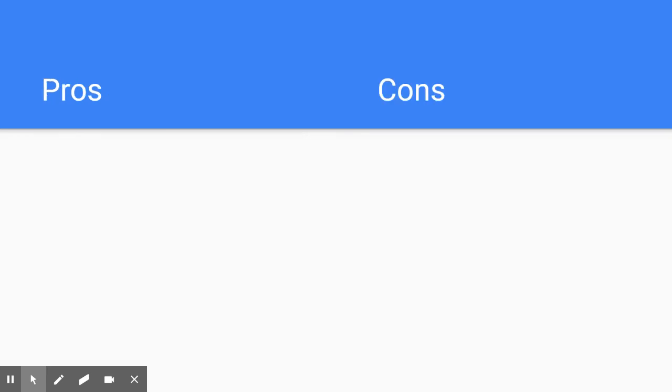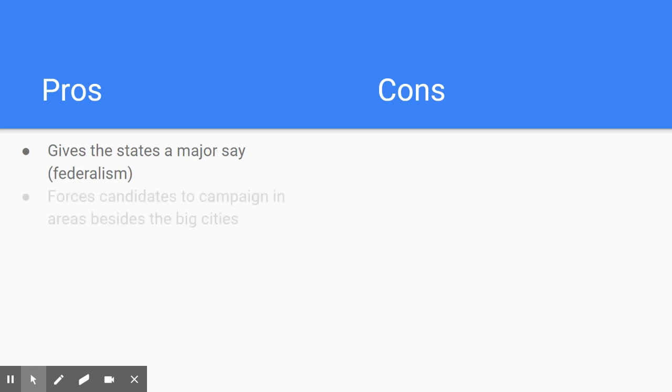And there are definitely some pros and cons, as we mentioned, to the electoral college system. Some of the pros are that it definitely gives the states a major say. Every state is involved in this process because each state has a point total to it. So again, that's federalism. It keeps the states relevant and powerful in the presidential election process.